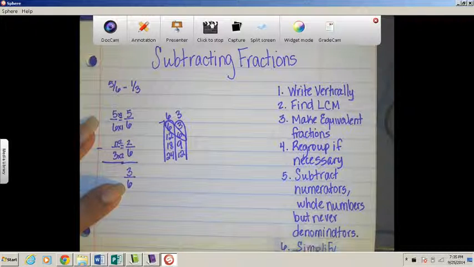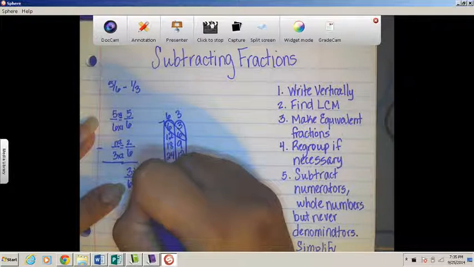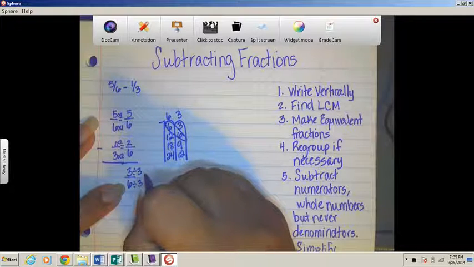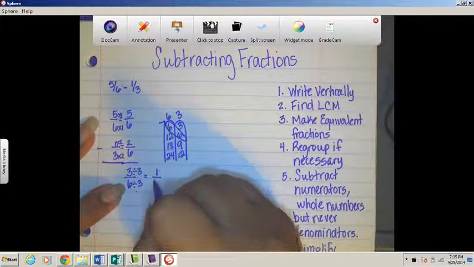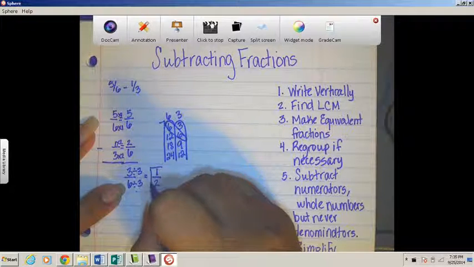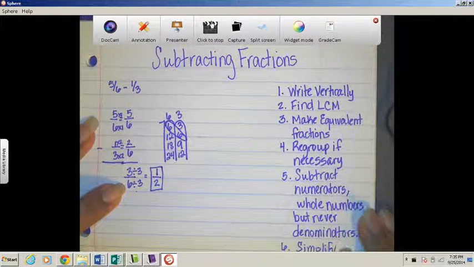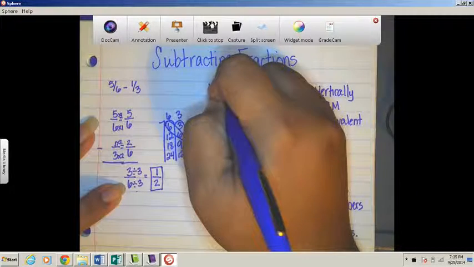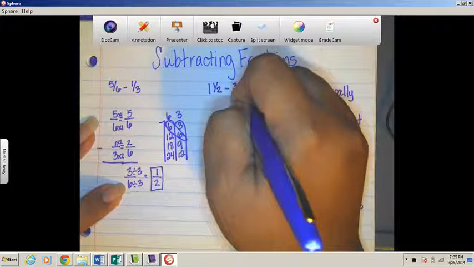And finally we simplify. The greatest common factor here is 3. 3 divided by 3 is 1. 6 divided by 3 is 2. 5/6 minus 1/3 is 1/2. Let's try another one. 1 1/2 minus 3/4.